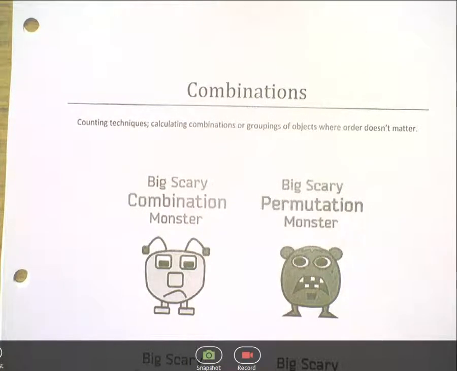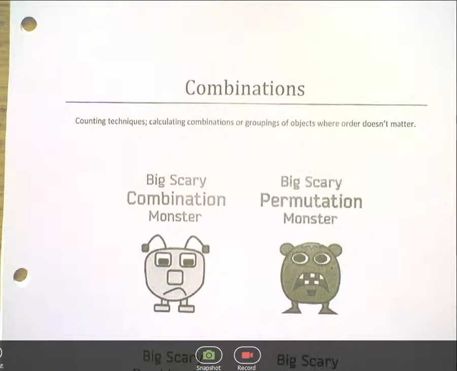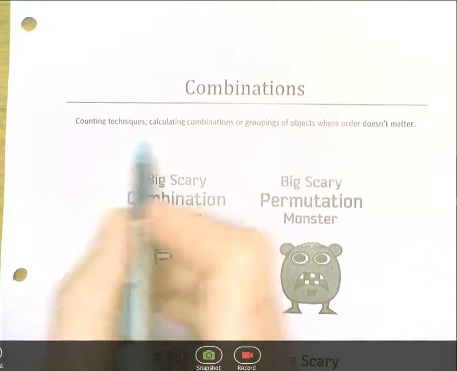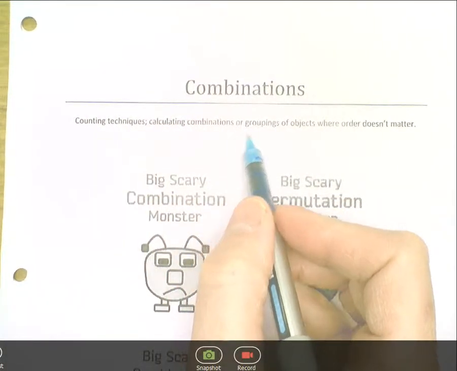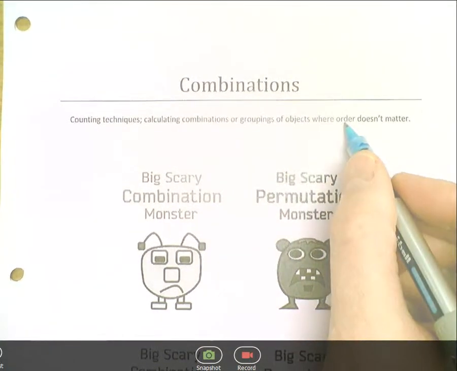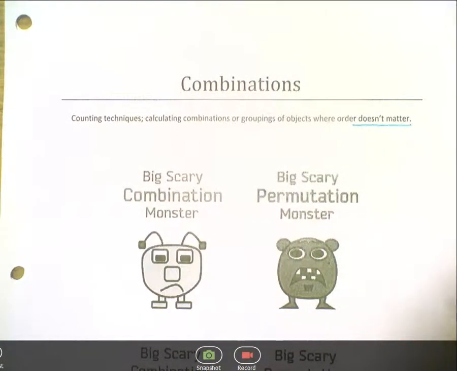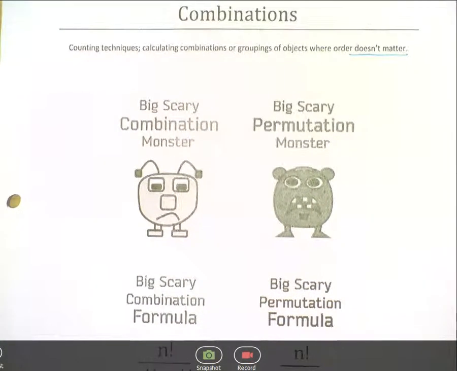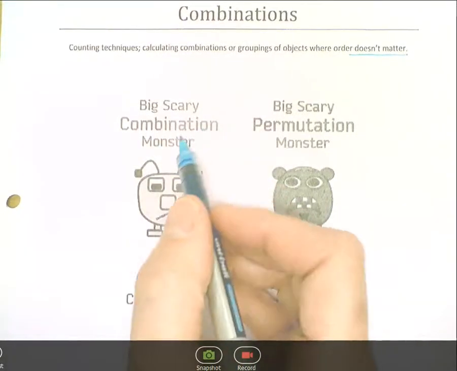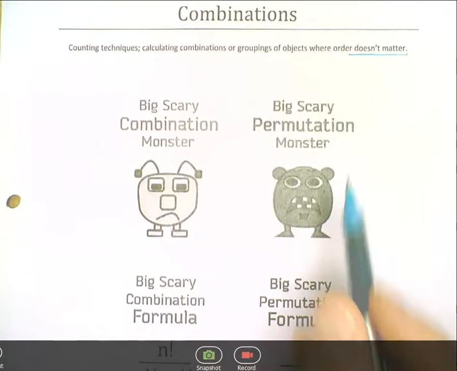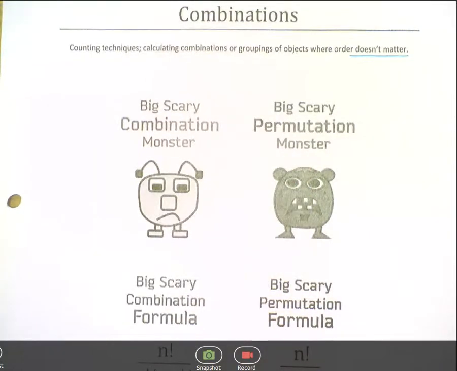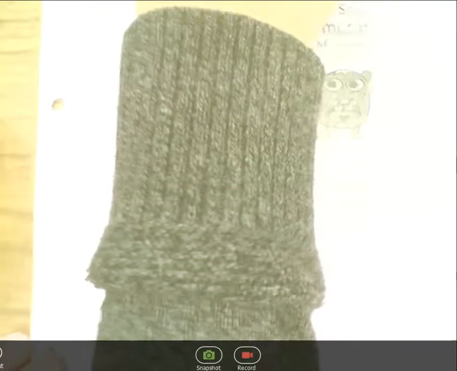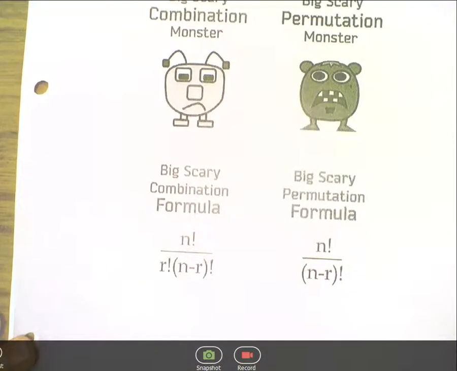Okay, so what we're looking at today is something called combinations. I put up here counting techniques, calculating combinations, or groupings of objects where order doesn't matter. What we're going to see today is something really important about the difference between a combination and a permutation. Just to start it off, you can see we've got the big scary combination monster, and then the big scary permutation monster. And the formulas for each are listed below.